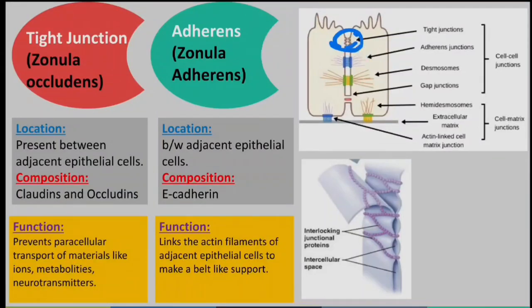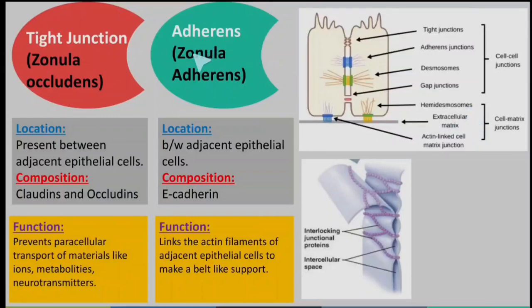Their shape reminds me of a zipper, that they are so tightly tied up together like a zipper that nothing can pass through them. They're the tightest possible cellular junctions. So let's move on to the next one.